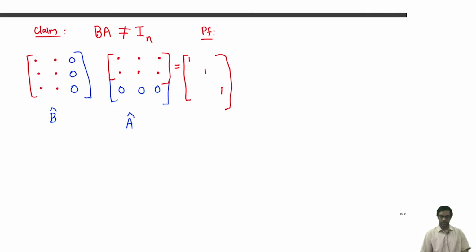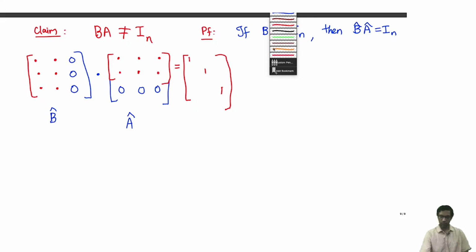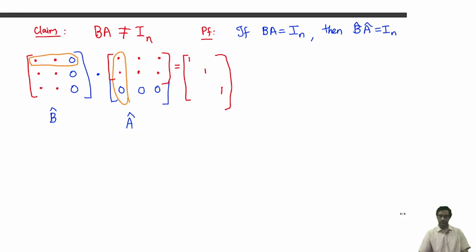Okay, so let's see. I claim that the same equation holds. If BA is identity, then I claim that B hat A hat is also identity, where B hat and A hat are just the augmented matrices. So I made both n cross n. Why is this? Well, just observe how you would have done matrix multiplication. You take the entries in the first row of B and multiply them by the entries in the first column, right? Now what is the difference when you went from B to B hat and A to A hat?